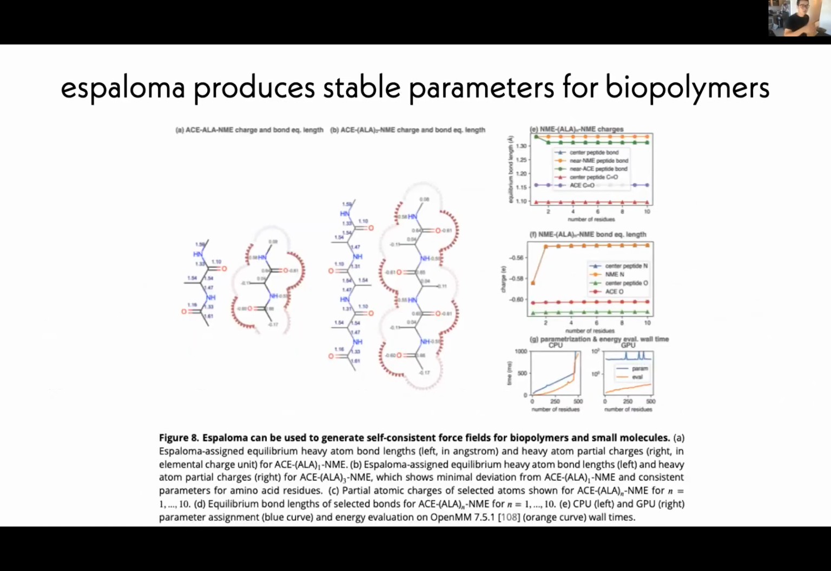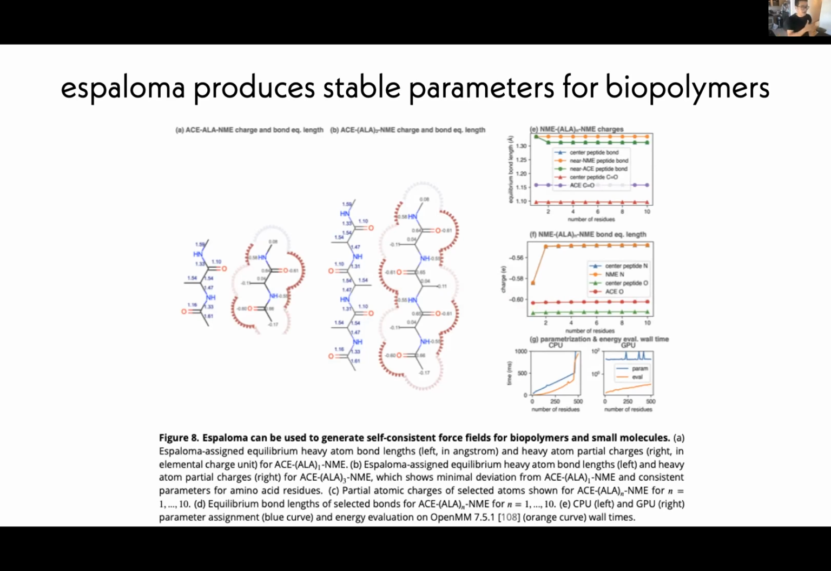All right, so next step, we scale this up to protein systems. And we use the dumbest protein system, which is just the alanine system. So the first thing we observe is that the parameterization is more or less stable.